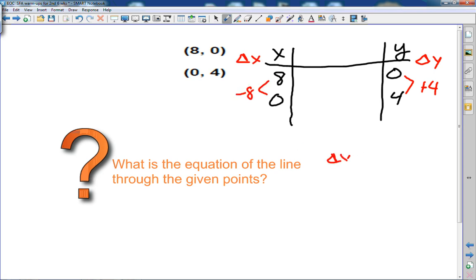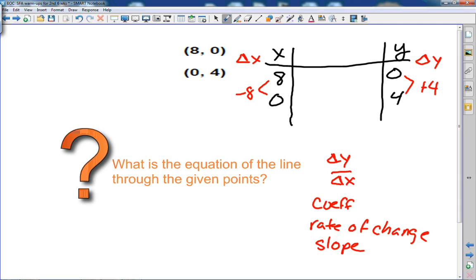So I have delta Y over delta X, which is the same as the coefficient, also called the rate of change. It's your slope. It is the letter M. All right, so there are all different names for the same thing. So I have 4 over negative 8. Again, this is a fraction. The top is smaller than the bottom. When I reduce it, I get negative 1/2. That is my rate of change.